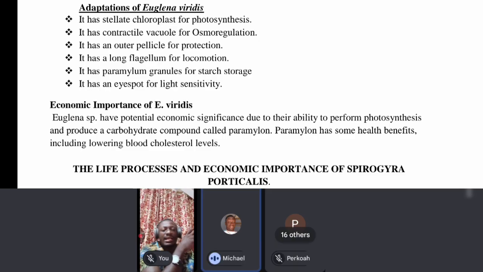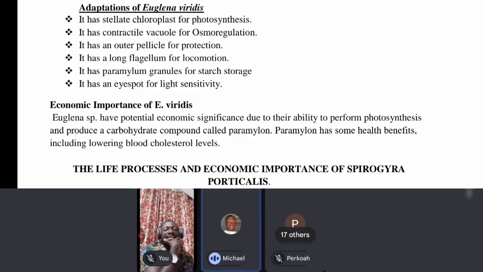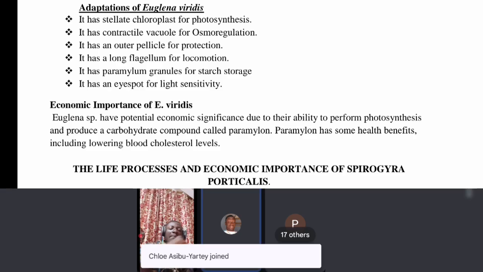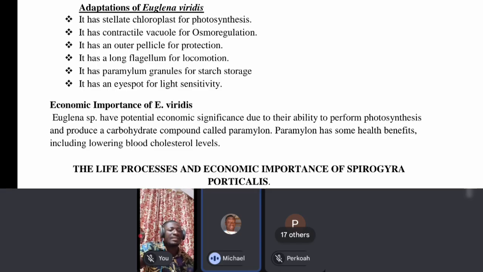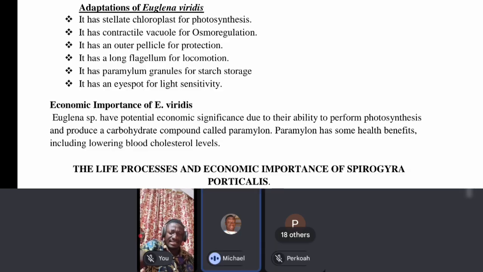So one, it has the stellate chloroplast for photosynthesis. It has a contractile vacuole for osmoregulation. So always mention the structure and how it enables it to live. Don't just say it has a chloroplast. What does it mean? Is that an adaptation? No. Chloroplast enables it to prepare its own food so that it doesn't die of starvation. It has an outer pellicle for protection, and the pellicle can also contract and relax for movement. That is another function that you can add. It has a long flagellum for locomotion.